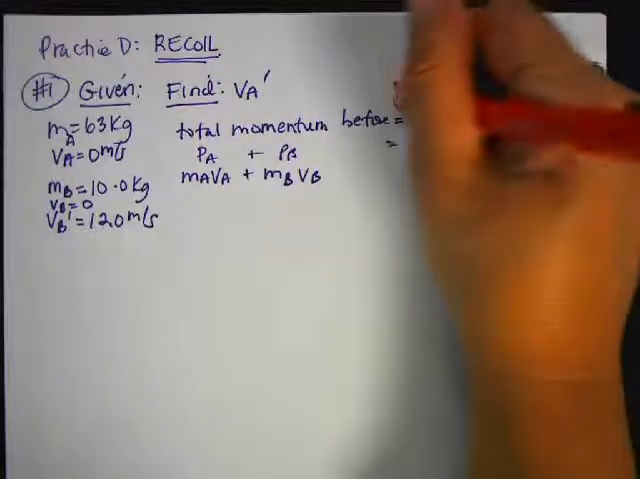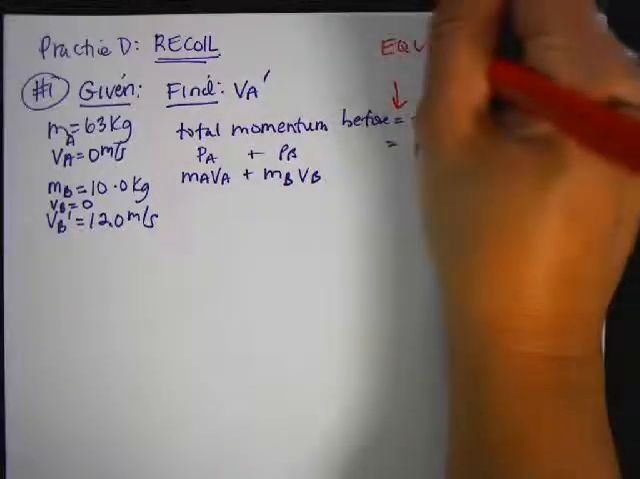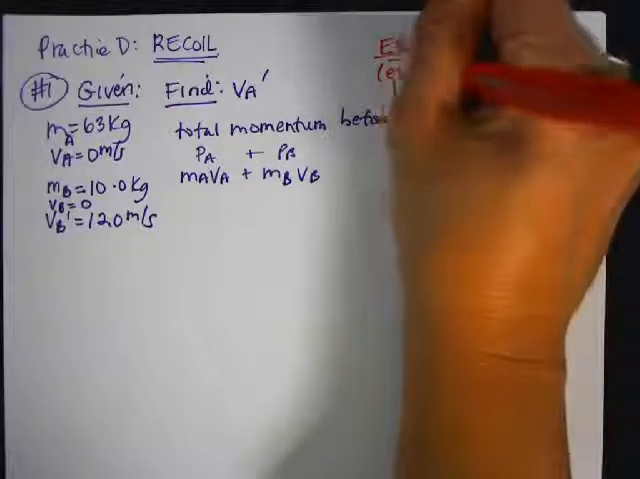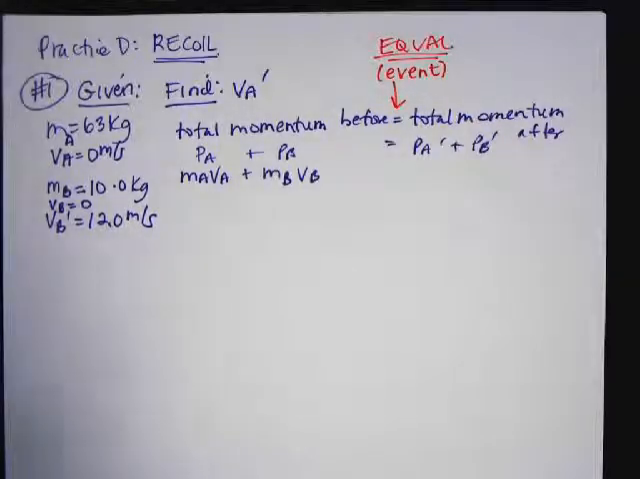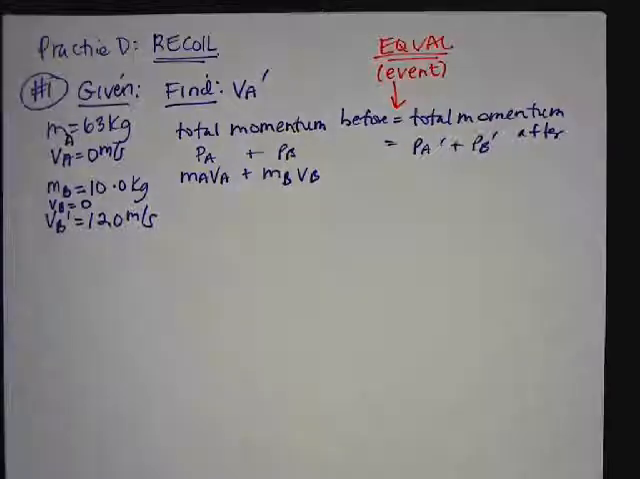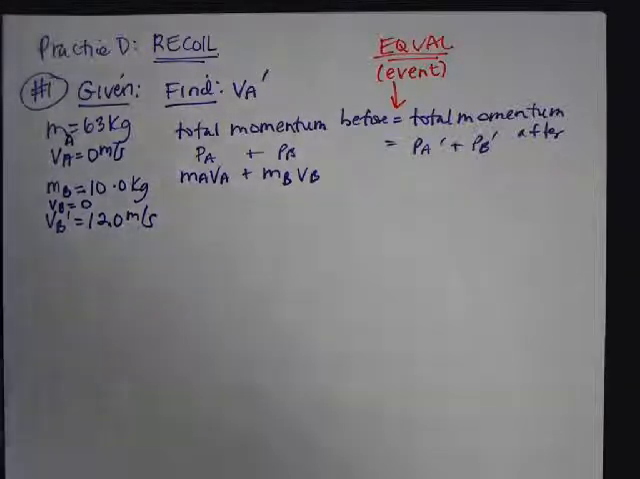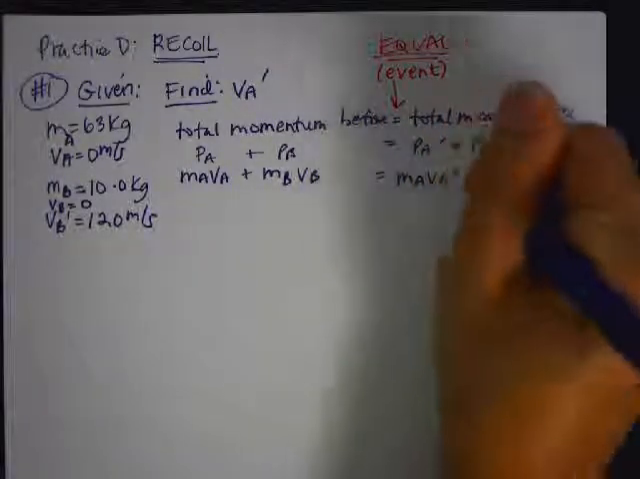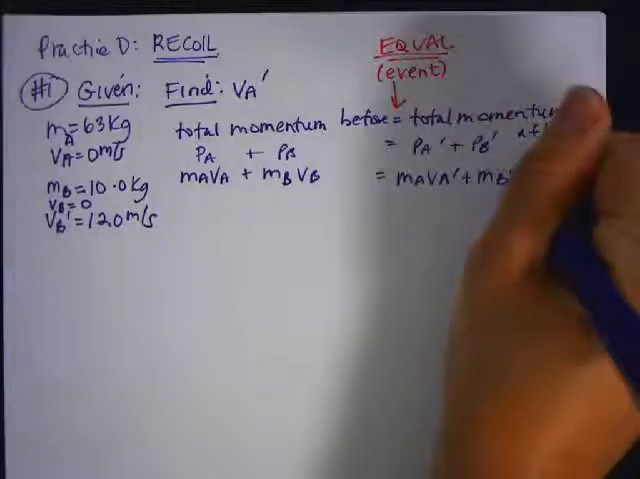Now, do you see the equal sign in the equation? The equal sign is the event. What do I mean by the event? The equal sign is the astronaut throwing the tank. If I have two objects and there's a collision, like cars crashing, the equal sign is the crash. So the equal sign is what's happening in between the before and the after. That's what the equal sign represents. So then this is equal to MA VA prime plus MB VB prime.